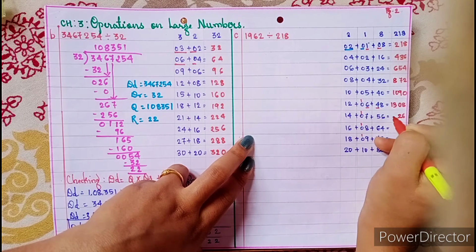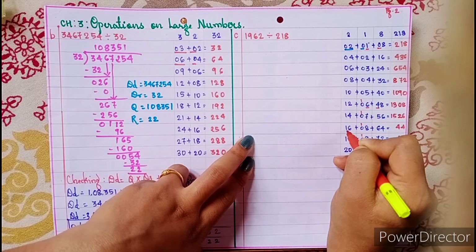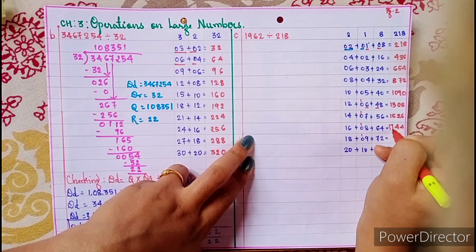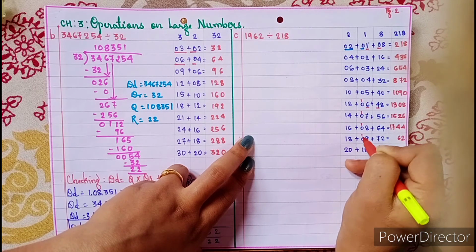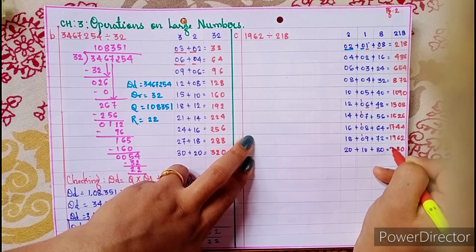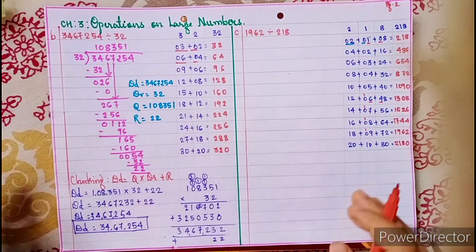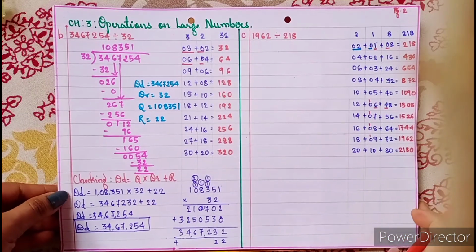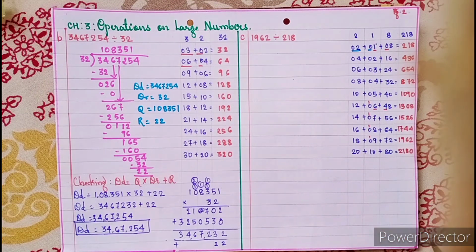14 plus 1 carry, 15. 16 plus 1 carry, 17. 18 plus 1 carry, 19. And 20 plus 1, 21. Therefore, accordingly, we have got the table of 218. And now it is very easy for you to divide. So let's do that further.